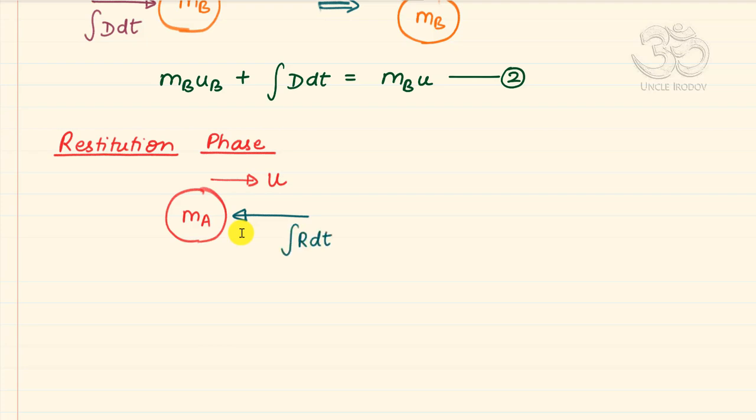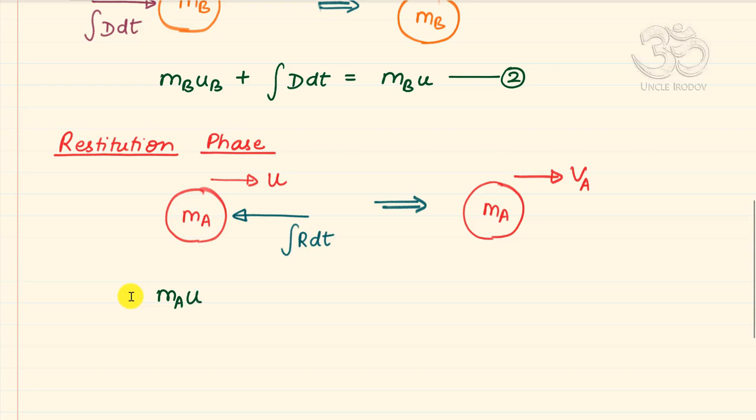So integral R dt is the total impulse experienced by this object A, and at the end of this entire process, we have object A of mass ma traveling forward with a velocity va. So what equation can we write for A now? The equation that we can write for A is ma u minus integral of R dt is equal to ma va, and that is equation number 3.